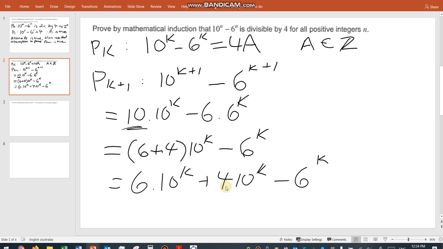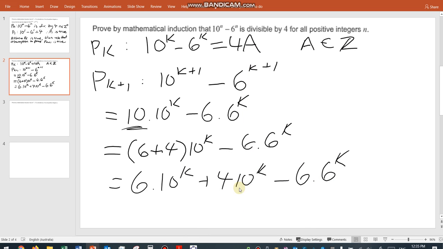Now, what we'll see here is that we missed out the first 6 here, so it's 6 times 6 to the k. And this one here is also 6 times 6 to the k. So what we see is that we in fact have a common factor of 6 between our 10 to the k and 6 to the k, which we can take out. So this will help us with our algebra here.